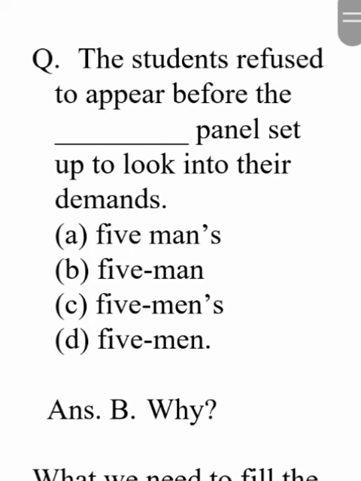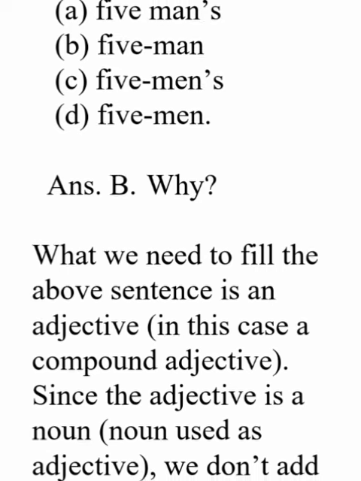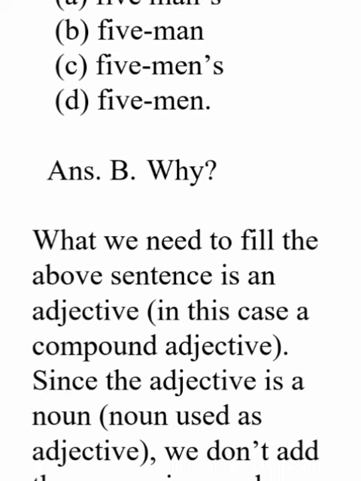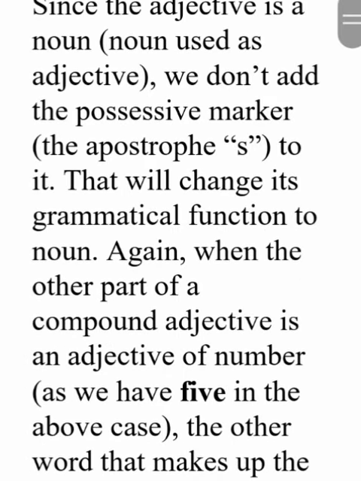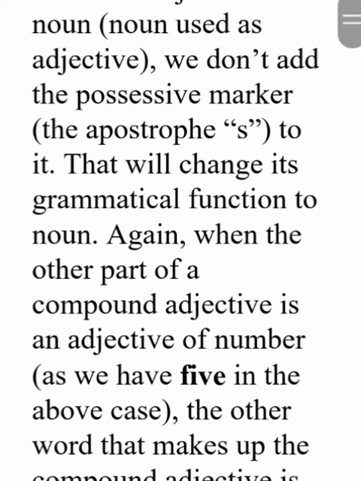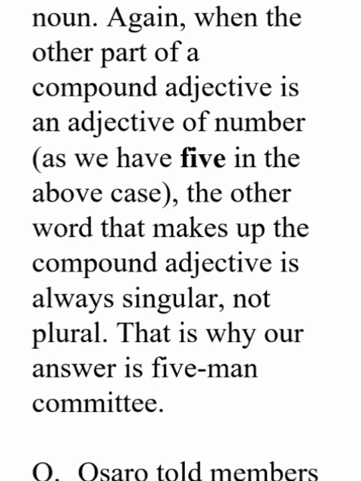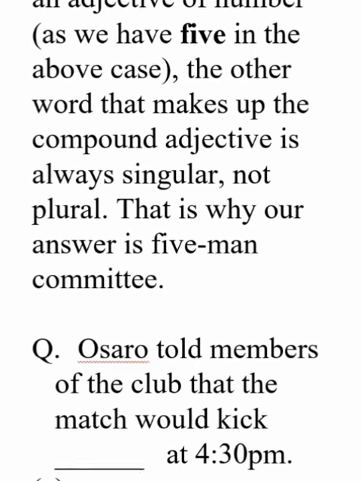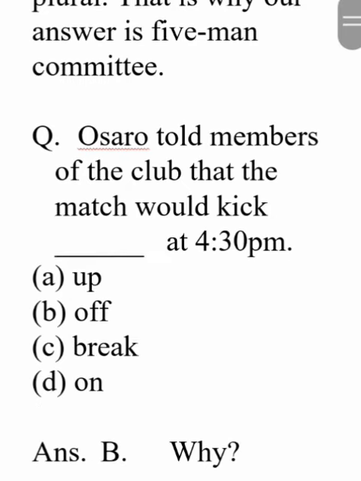Question: The students refused to appear before the ___ panel set up to look into their demands. A. 5 mans. B. 5 man. C. 5 men's. D. 5 men. Answer: B. Why? What we need to fill the above sentence is an adjective, in this case a compound adjective. Since the adjective is a noun used as adjective, we don't add the possessive marker, apostrophe s, to it. That will change its grammatical function to noun. Again, when the other part of a compound adjective is an adjective of number, as we have 5 in the above case, the other word that makes up the compound adjective is always singular, not plural. That is why our answer is 5-man committee.